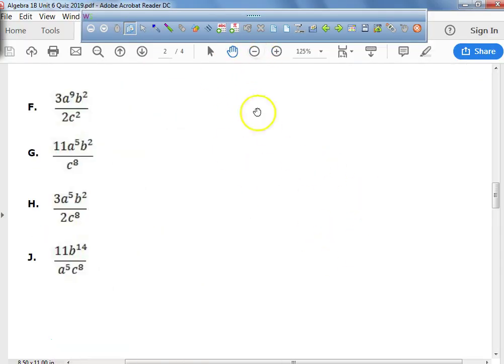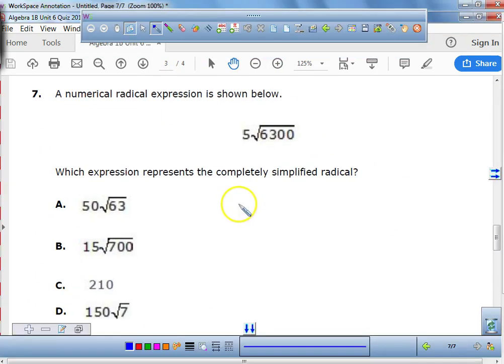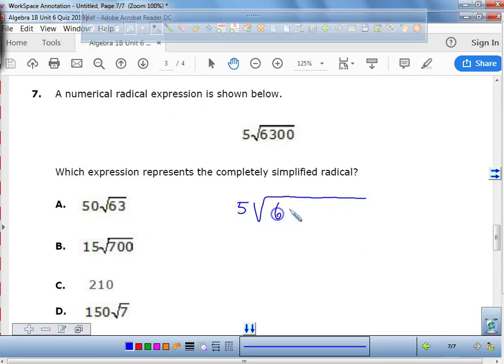Can you zoom out? Right here, we're going to simplify this. So here we go. We're going to teach you how to simplify this radical right here. Now, for radicals, we have to look for perfect squares hidden inside of this. So I'm going to break this down into a 100 and a 63.